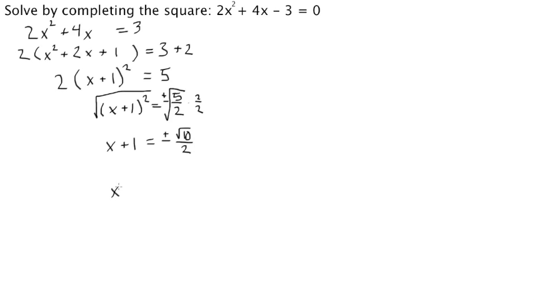And last but not least, I subtract 1 from both sides, leaving my x by itself. So my final answer is this. X is negative 1 plus or minus square root of 10 over 2. Once again, we will not need to use this technique for this section. In Chapter 2, we will need to use a similar technique, but now I'm simply introducing this so that we can see where we get our quadratic formula from.